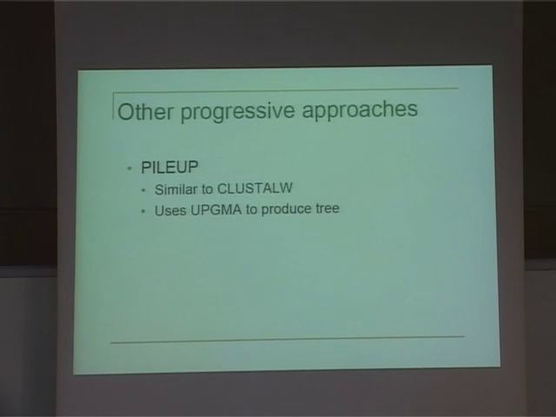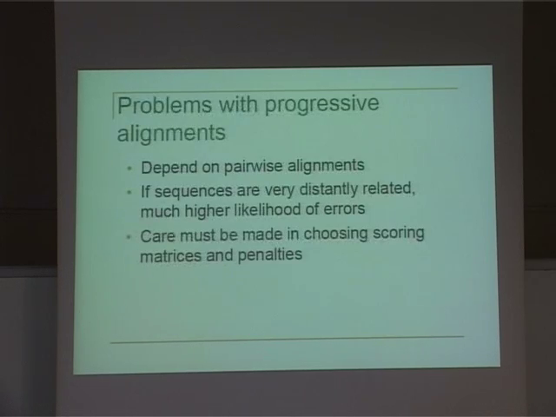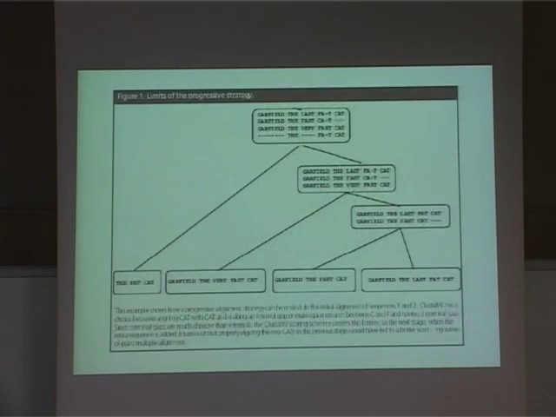There are other progressive alignment approaches like PileUp. And here, the problem with progressive alignments is that they depend on pairwise alignments. If all sequences are very distantly related, we have a much higher likelihood of errors. And the scoring matrices and penalties have a great effect on the results. Choosing them appropriately is very important.